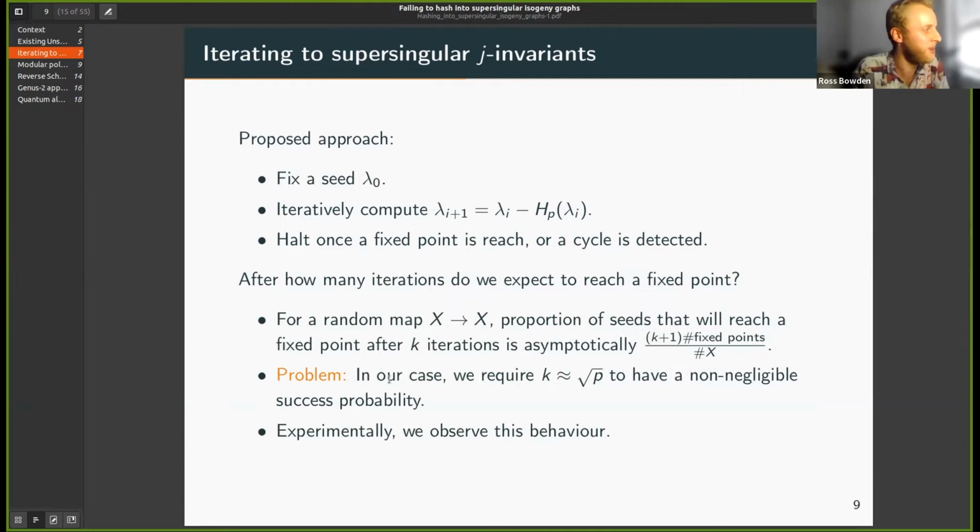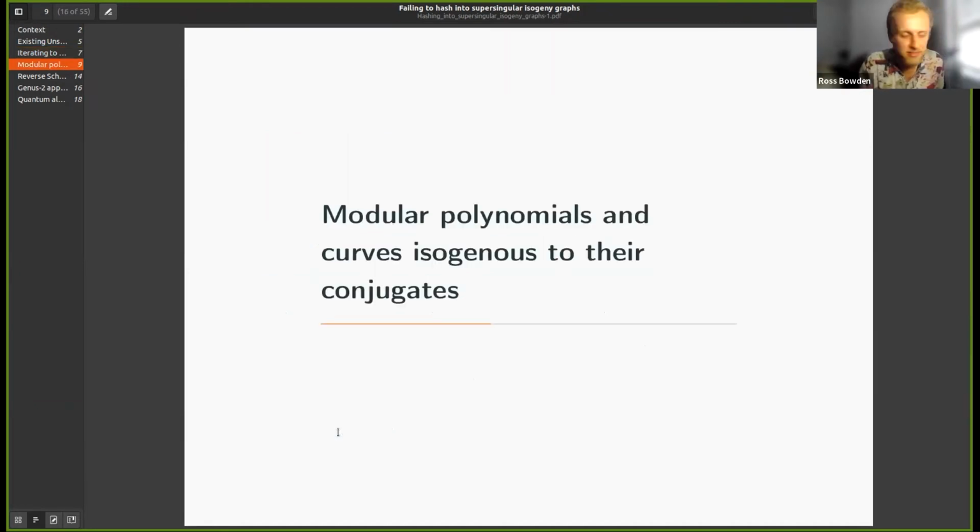Okay, and this is unfortunate because in our case, in order to have a non-negligible probability here, we need k to be of order root p, which is exponential in log p. So this is unfortunately not a feasible method. And just to add, this analysis was for a random map, but we find that our concrete map also behaves in this manner. So this approach is doomed to fail, and at this point I'm hopefully passing over to Kate.